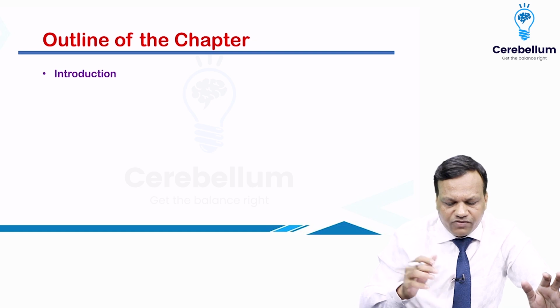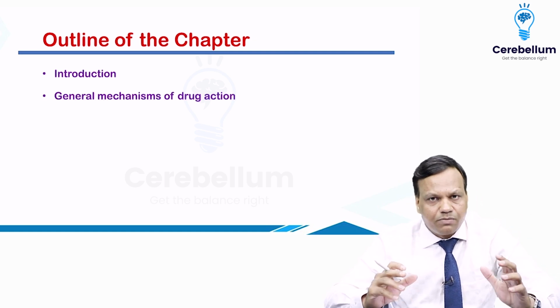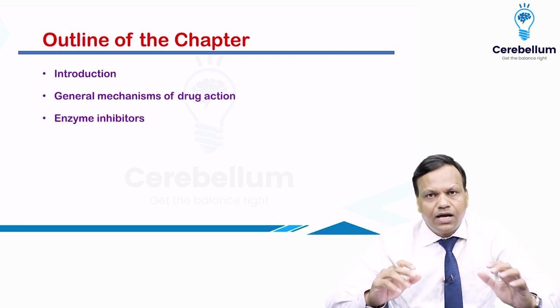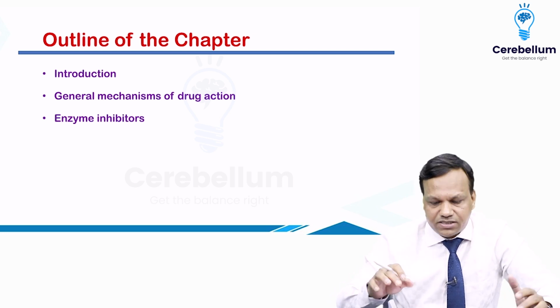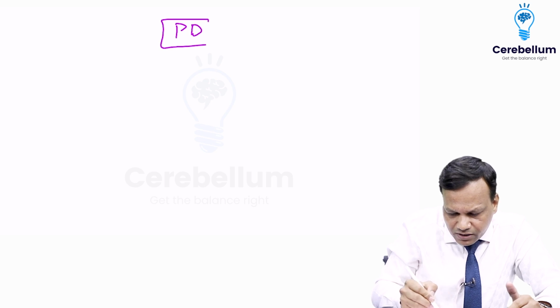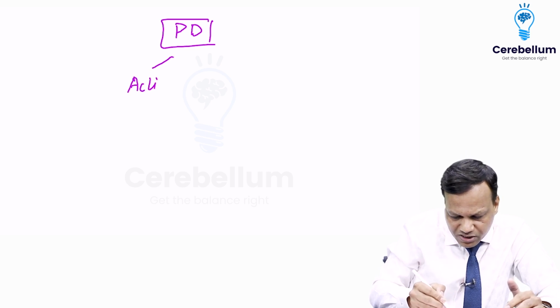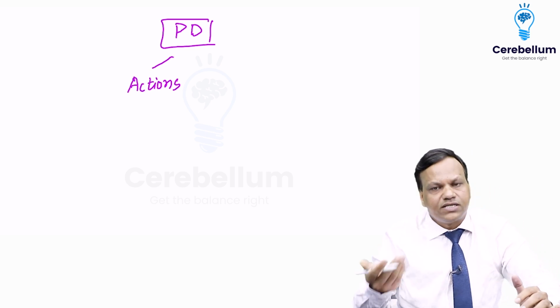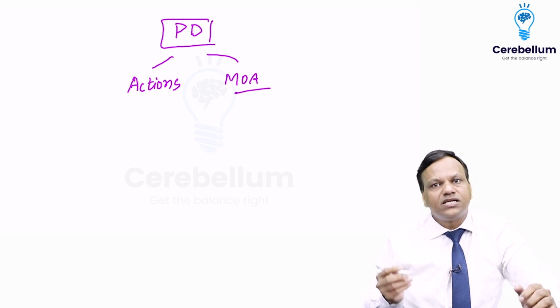So what is the outline of the chapter? We'll discuss what is pharmacodynamics, what are the general mechanisms by which the drugs can work, and in this video we will mainly concentrate on enzyme inhibitors. Pharmacodynamics is the effect of drug on the body. We will discuss two things: one, the actions of a drug, what does a drug do, and second, how those actions are produced. That means mechanism of action.